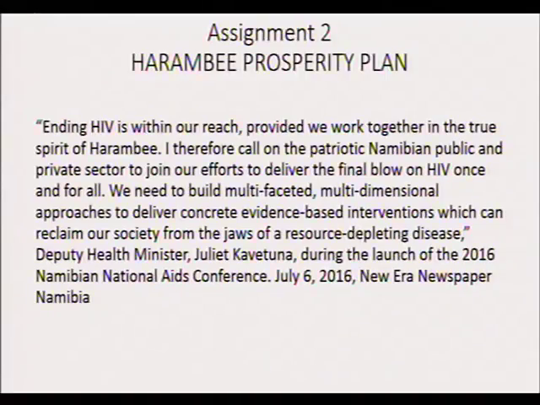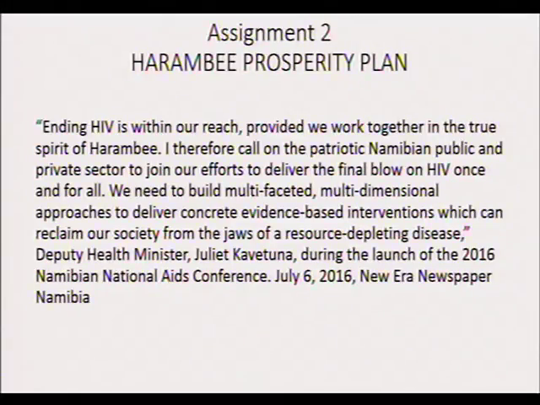Now, talking about the Harambee plan, I just want to highlight a quote that was given by the Deputy Minister of Namibia's Ministry of Health and Social Services during the launch of the National AIDS Conference last year. I took this extract from the New Era newspaper, and I also make reference to the date. She said something very interesting with regard to the Harambee plan and HIV. Now, I want to read what she's saying.